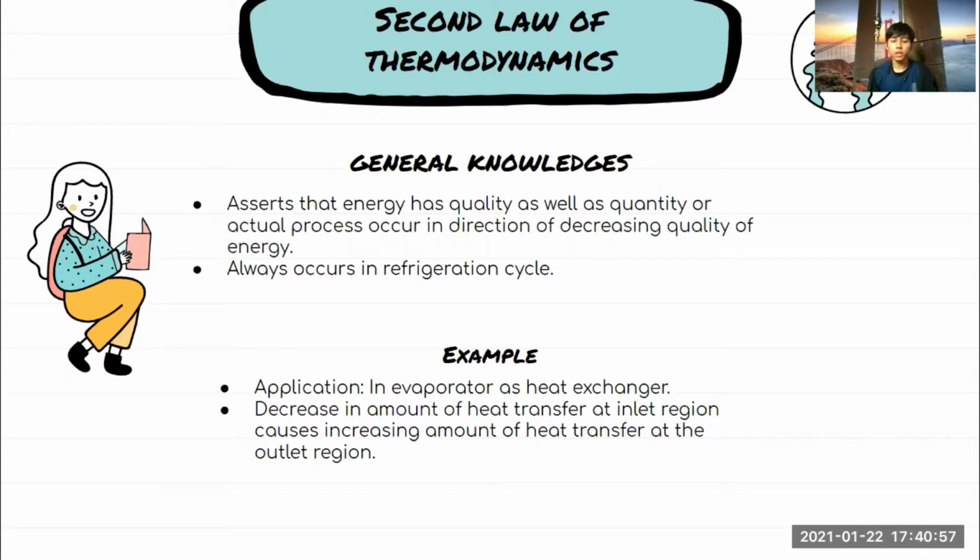For example, in our application of the ice maker, there is a device called the evaporator, also known as a heat exchanger. In the evaporator, an increased amount of heat transfer in the region causes a decreasing amount of heat transfer at the outlet region. The heat energy is absorbed into the refrigerant ducts and causes the water to freeze by reducing its temperature, so the ice will be formed.